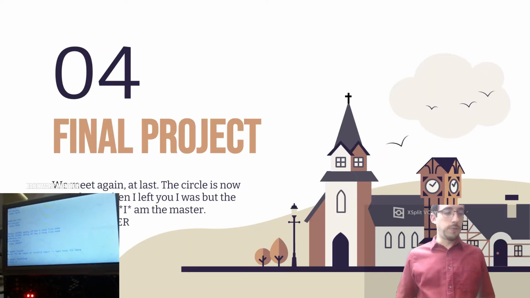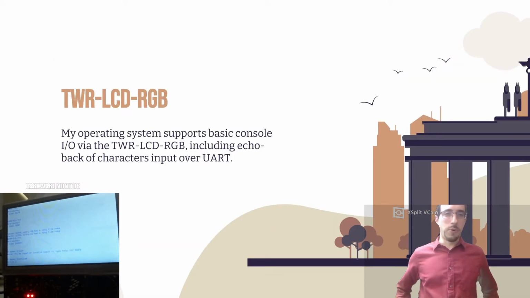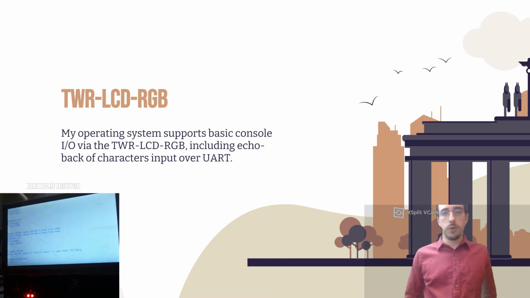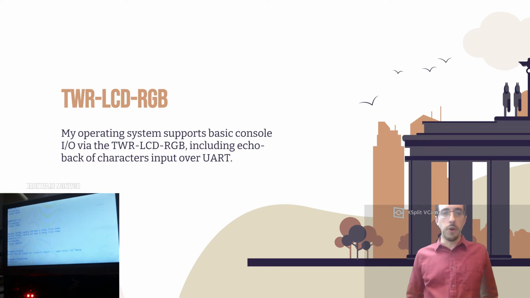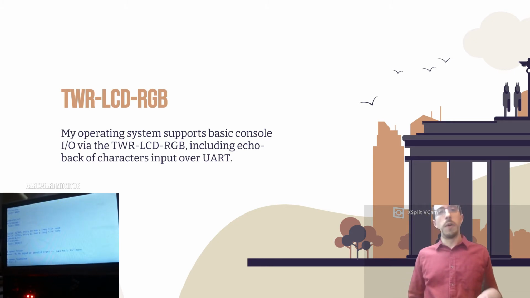So that brings us to the final project. A little Star Wars reference just to round us out here. The first feature I added was support for the TWR LCD RGB. My operating system supports basic console I/O over the TWR LCD RGB, including echoing back the characters that are input over UART. Most of the functionality for this obviously is part of the provided materials, but the integration of it into the operating system took a little bit of work, as well as the allocation of the frame buffer.